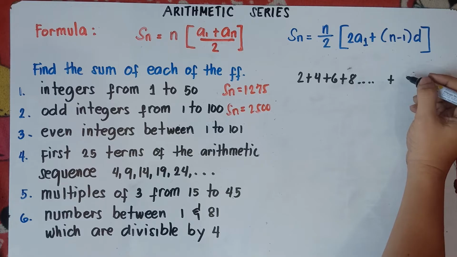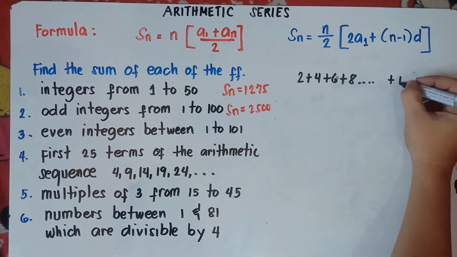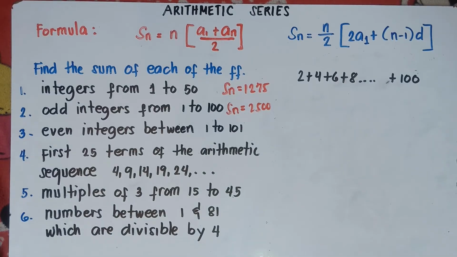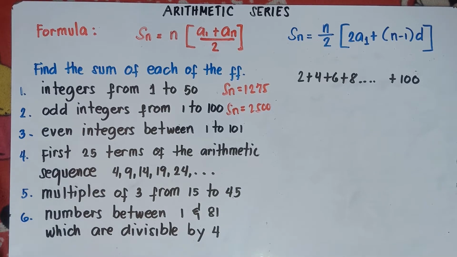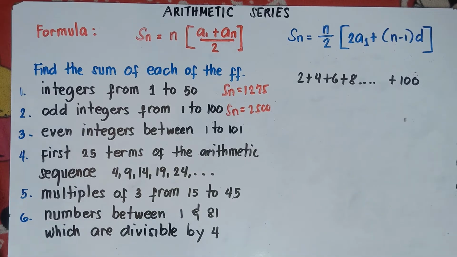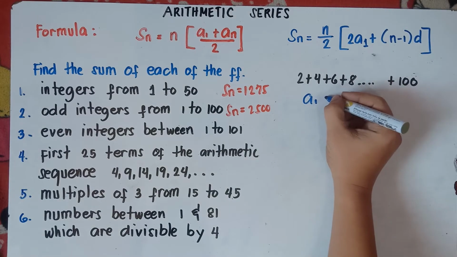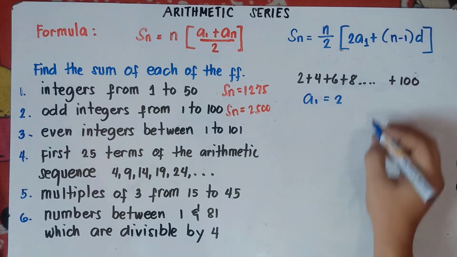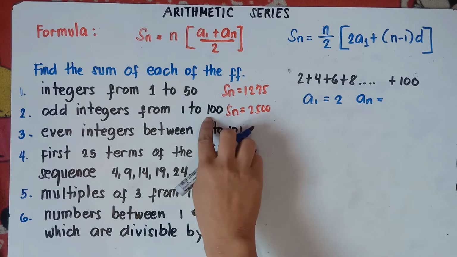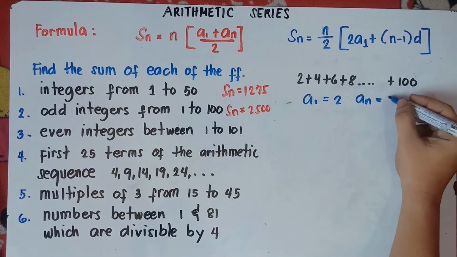what would be the last number, class? From 1 to 100, that would be 100, right? Because 100 is divisible by 2, and 100 is an even integer. Alright, so do we have the first term? Yep, we have the first term, which is 2. Do we have the last term? Yep, we have the last term, which is 100.